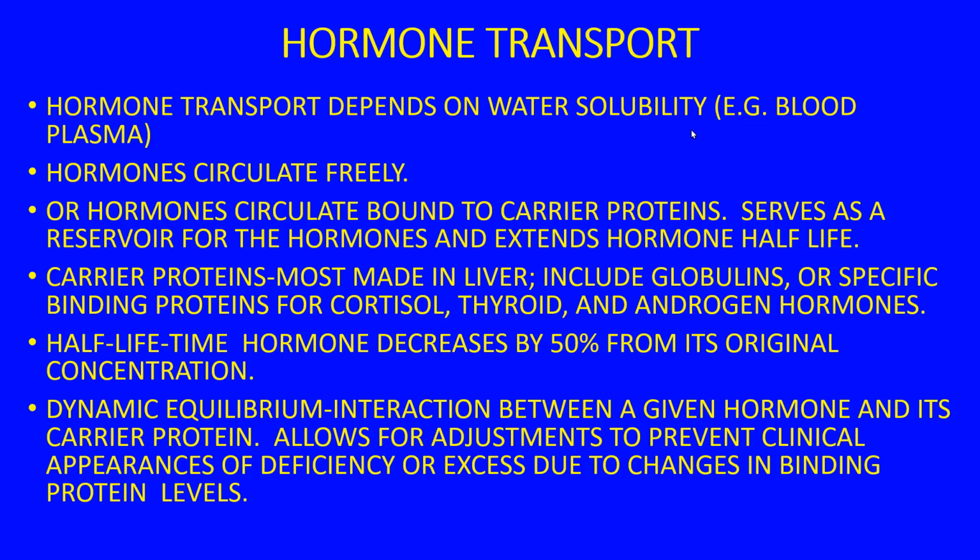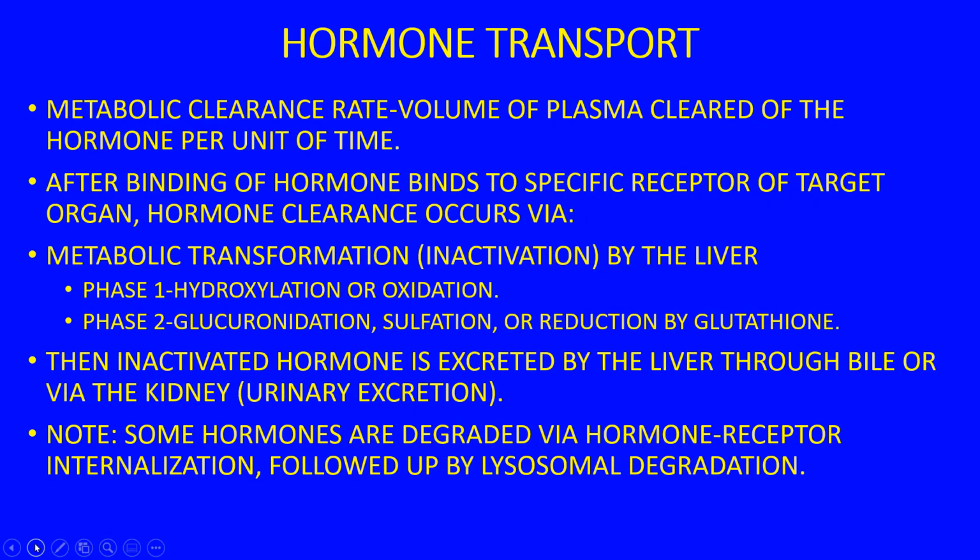Phase two is glucuronidation, sulfation, or reduction by glutathione. All right? The hormone will be excreted by the liver through bile or via the kidney by urinary excretion. Similar to what you talk about when you think about pharmacology. How is the drug inactivated and then excreted? Is it purely by bile, which would be out the feces, or is it done by urinary excretion, or is it part this, part that?